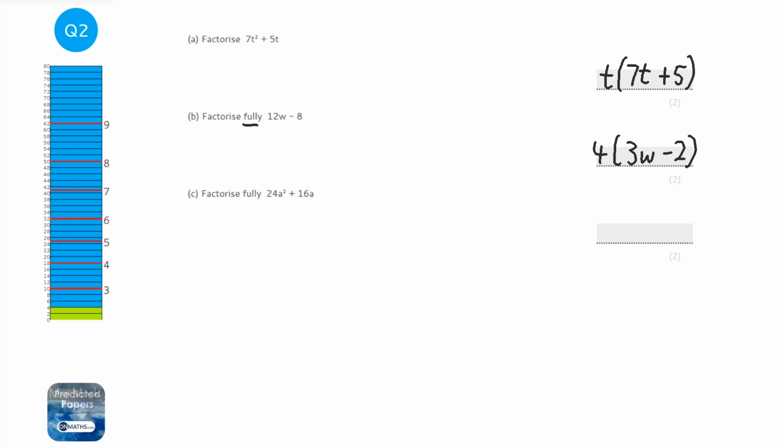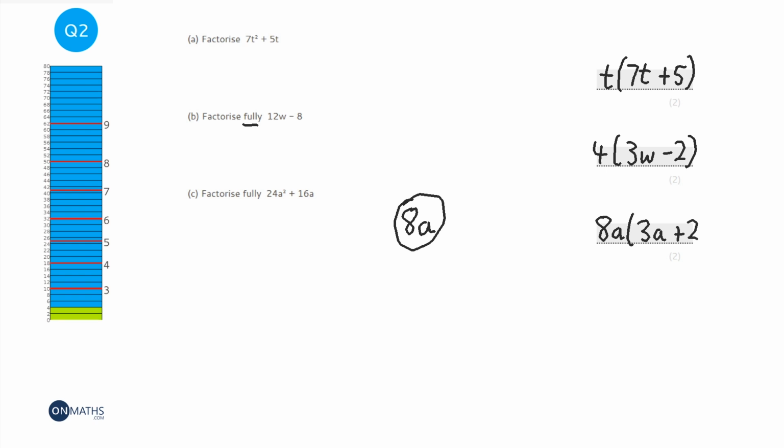Right, the last one, there's a number and a letter. So I'm thinking the number for 16 and 24 would be 8, and the letter would be a. Okay, so there's 2 things that we're dividing out this time. So I'm going to have 8a on the outside. So I figure out, what do I times 8 by to get to 24? Well, that's 3. And what do I times a by to get to a squared? Well, that's going to be a. What do I times 8 by to get to 16? 2. And what do I times 2 by to get to 16a? So it's just going to leave it because the a is on the outside of the bracket. So a times 2 is 16a, so I don't need an a there.